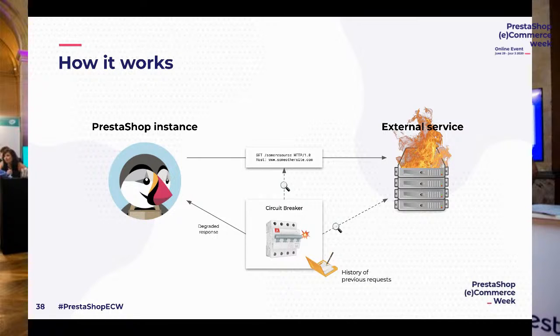And the good thing about this is that it will not wait for a timeout the next time. So once the circuit breaker is up, it will block new requests to that external service, and it will return the degraded response for a certain amount of time. For example, it's configurable, so it could be 30 seconds, 30 minutes, 30 days or whatever it's configured to do. So in the end, whenever an external service is down, you will still have quick access to your PrestaShop.